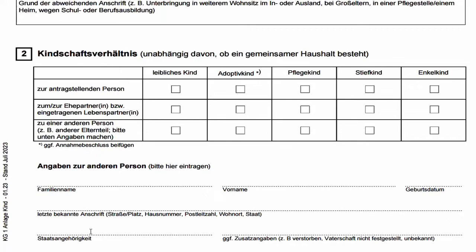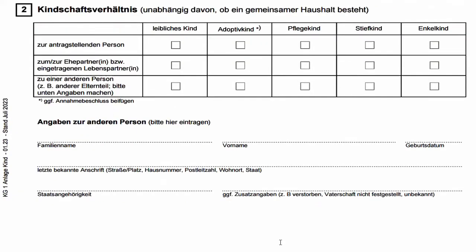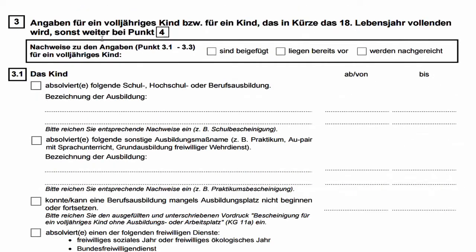Here you write his or her nationality, and here, if required, you provide some more information about this person. For example, if this person is dead or the paternity of the child has not been acknowledged yet by this person, and so on. In part 3, you provide information about an adult child or a child who is about to reach the age of 18.